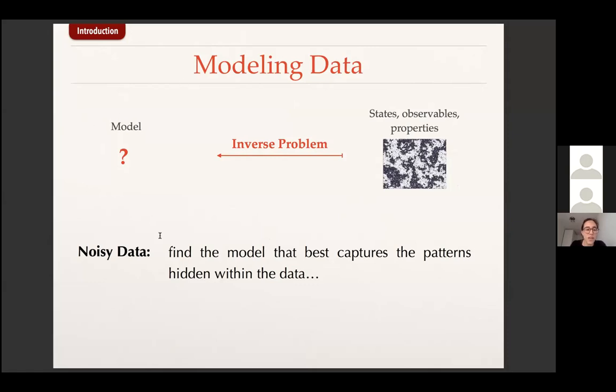In general, in theoretical physics, we tend to start from models and then derive properties of the system, states and observables of the system. In the case of modeling data, we do the opposite. We start from the data set, so we have states of the system, we can compute observables, properties of the system, and we want to come up with a good model for that system. A good model is one that best captures the patterns that are hidden inside the data, even though the data is also noisy.